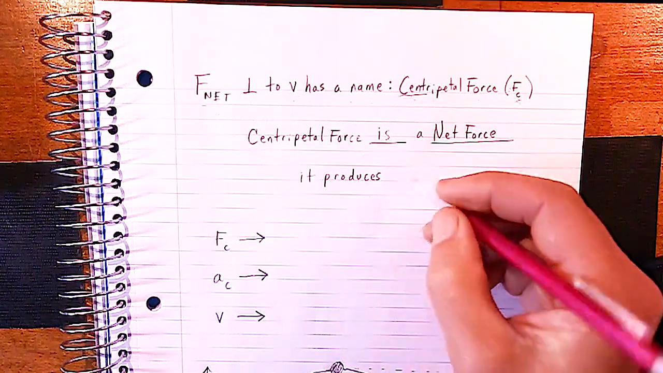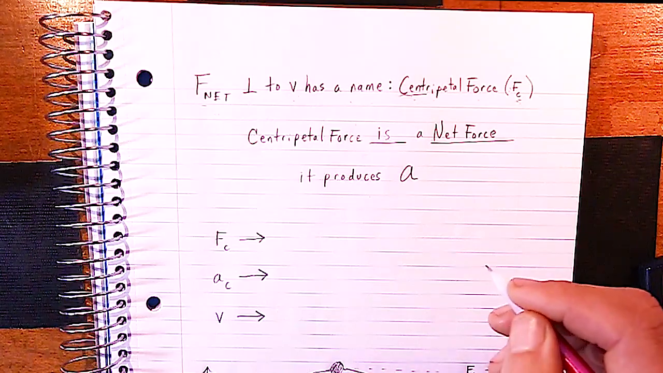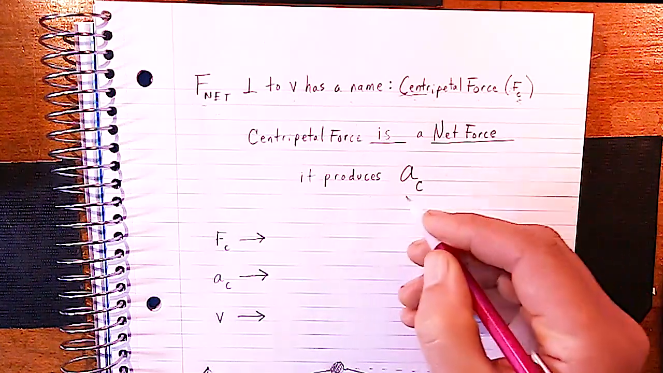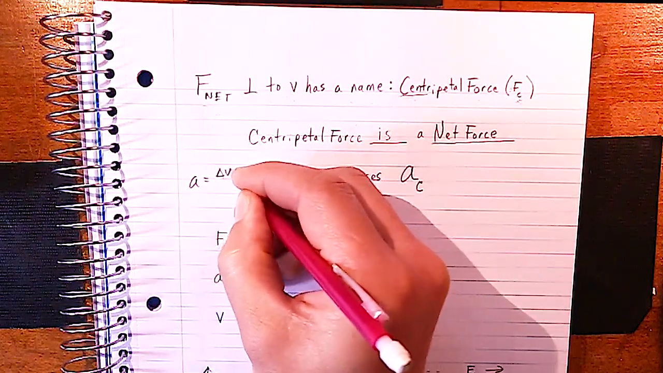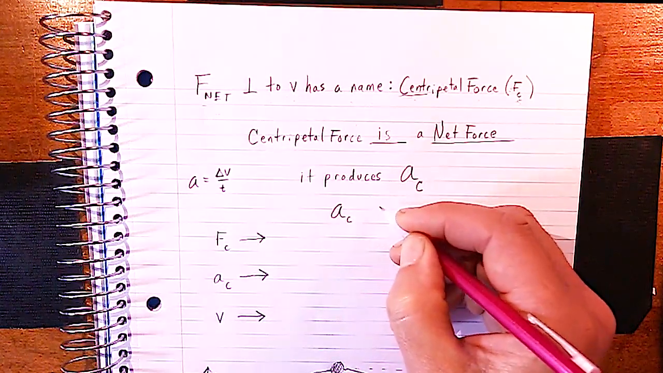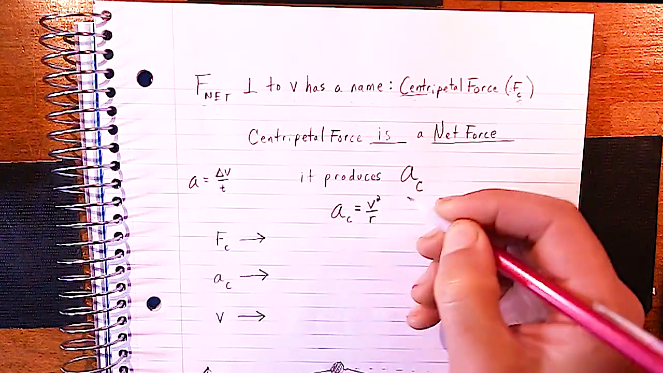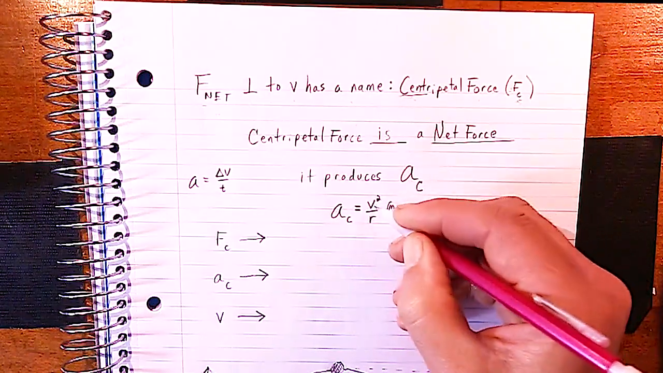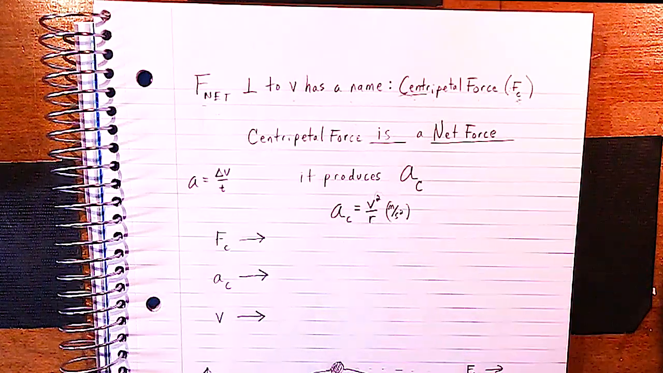And what does it produce? It produces acceleration, but not any old acceleration. We call this a centripetal acceleration. So what is centripetal acceleration? Well, regular acceleration we said was change in velocity over time, but there's an additional formula that's specific, and this specific formula is a_C equals v squared over r. The units, if you derive them, still come out to meters per second squared. That's meters per second squared, all of that divided by meters, gives you meters per second squared.